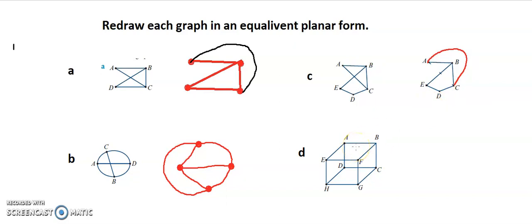D looks a bit more complex, but it's not that hard. We just need to break it down and think about it. So at the moment, we've got a few lines that are intersecting. There's an intersect here and an intersect here. We need to get rid of those intersects. To do that, I'm going to think about it as a big rectangle and a smaller rectangle in the middle.